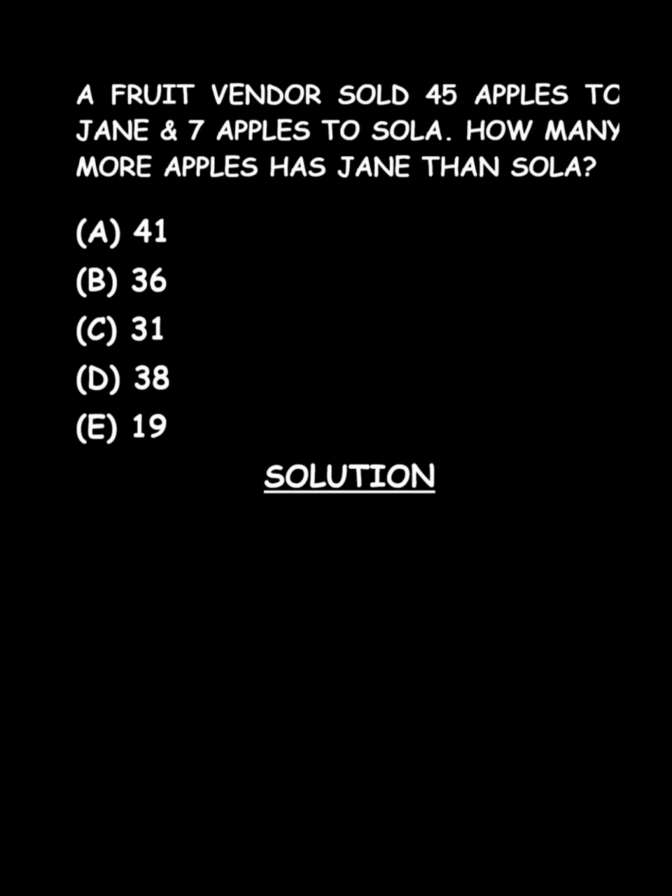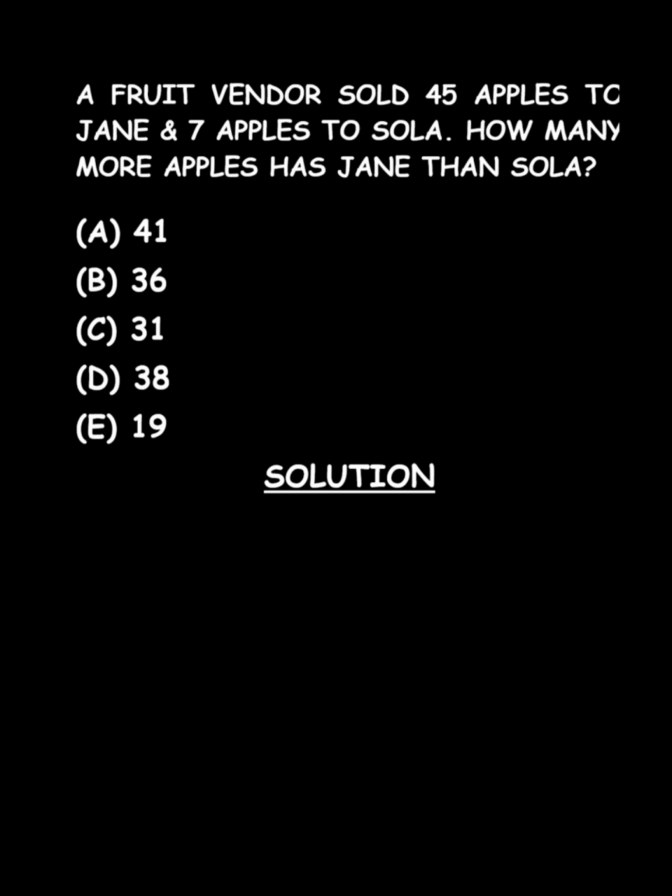A fruit vendor sold 45 apples to Jane and 7 apples to Sola. How many more apples has Jane than Sola? A. 41. B. 36. C. 31. D. 38. E. 19.